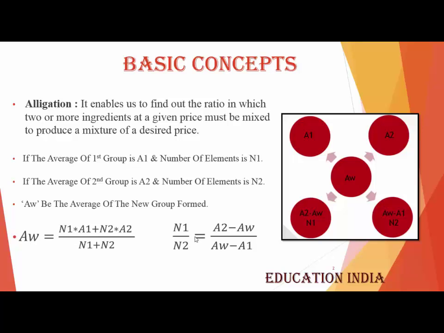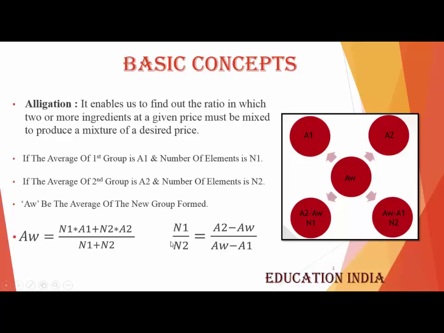So let's derive an equation. How do we calculate the weighted average and the ratio? The difference of the weighted average to the average of the quantity, let's say B, is A2 minus AW, and similarly the difference of the weighted average with the ingredient having average A1 is AW minus A1. This ratio is in proportion with N1 and N2. What it means basically in mathematical form is this: N1 upon N2 is the ratio of the difference of A2 and AW with A1 and AW.